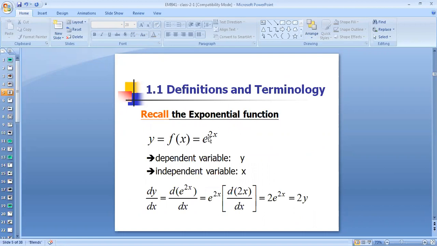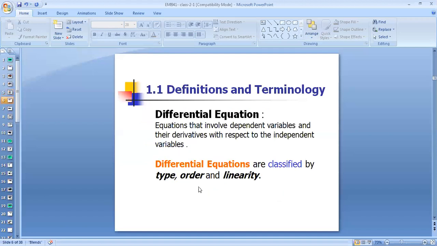Now, take the exponential function y equals f of x; we can write the function y equals e to the power 2x. Here x is the independent variable and y is the dependent variable. We can easily find the derivative dy/dx of this. Differentiation of e to the power 2x with respect to x will be 2 times e to the power 2x, that means 2y. So dy/dx equals 2y. This is a differential equation, right? Just taking differentiation on both sides, we get a differential equation. So a differential equation can be found from derivatives. Differential equations involve dependent variables and their derivatives with respect to the independent variables.